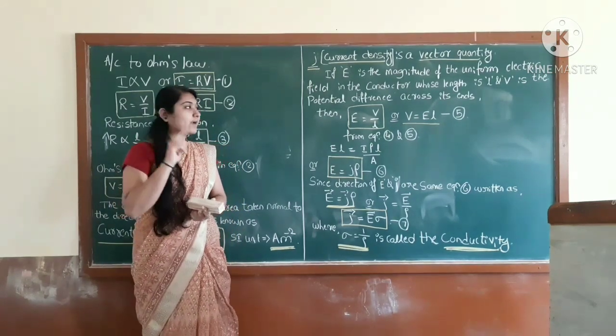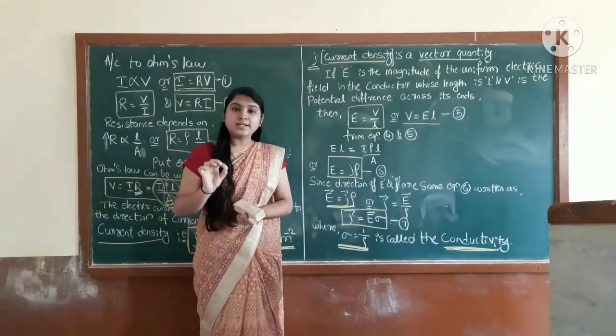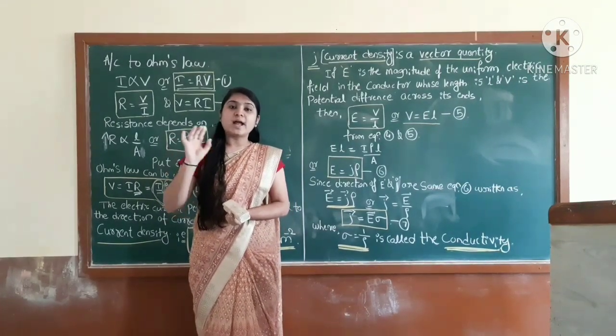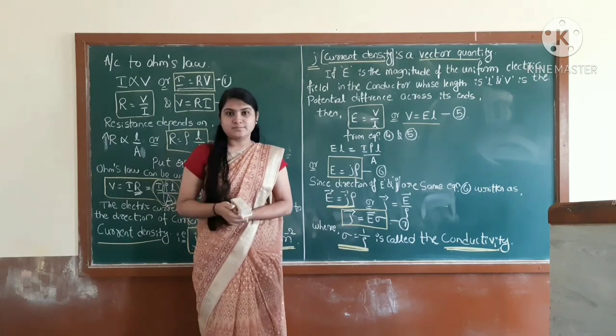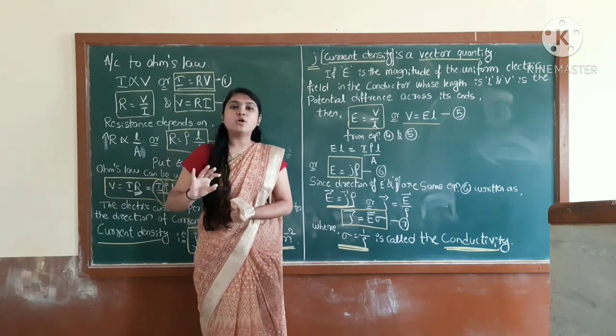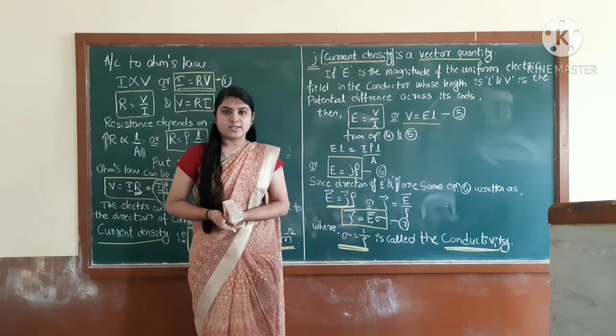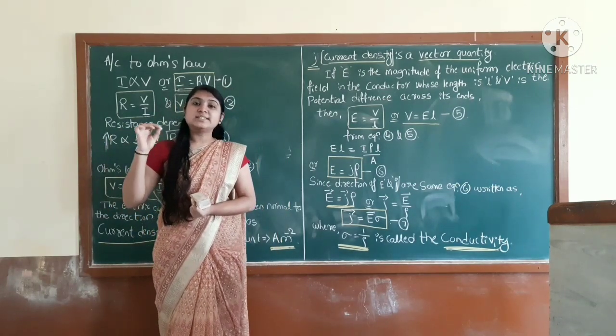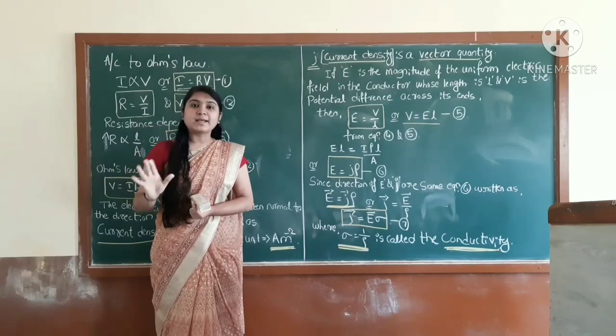In that, vector means what? The quantity which has both magnitude and direction, correct? Those we can call a vector quantity. And what is a scalar? The quantity which has only magnitude.